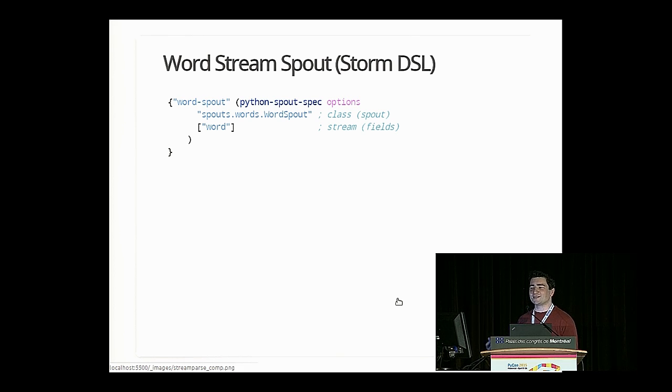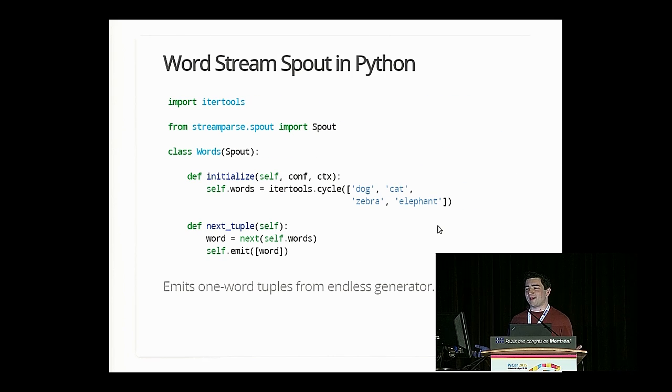Roughly what's going on here is that I'm creating something called a word spout. It has a certain Python class, which is implementing that streamparse spout interface, and I specify the stream, so the fact that this emits a tuple with a field called word. I then implement the spout, which is simple Python code like this.